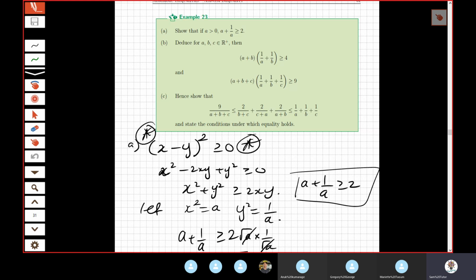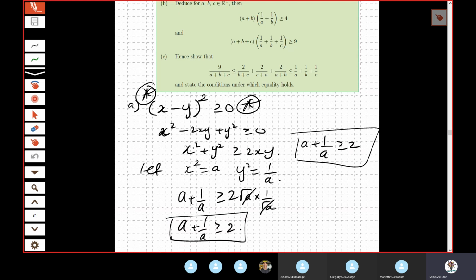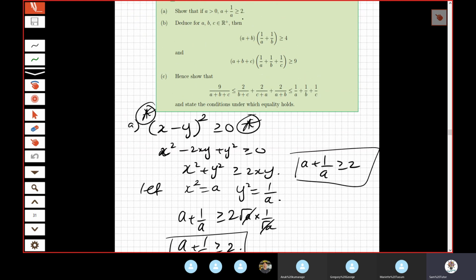From that relationship, we said, okay, we can actually say if x² was a and y² was 1/a, then what would happen? I would end up with this bit being a, this bit being 1/a, x would be the square root of a, y would be the square root of 1/a. These would cancel out, and you end up with the result that's required. So a + 1/a ≥ 2.